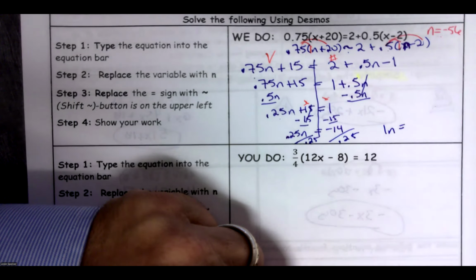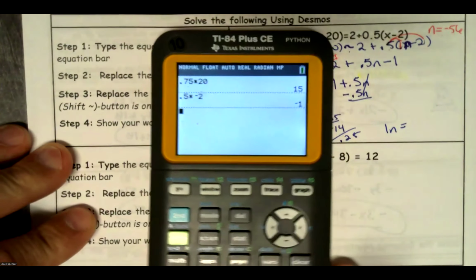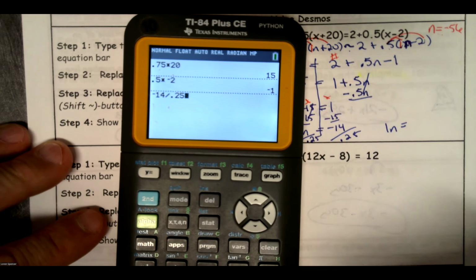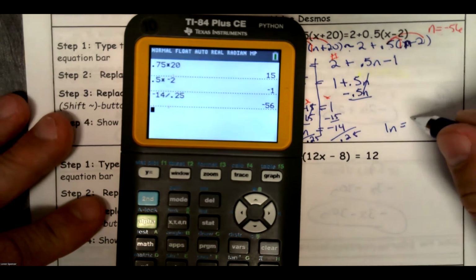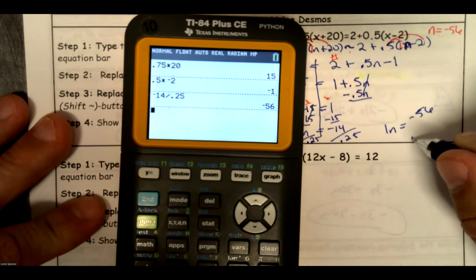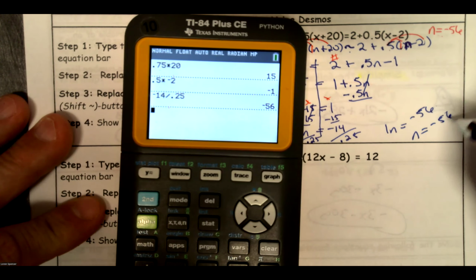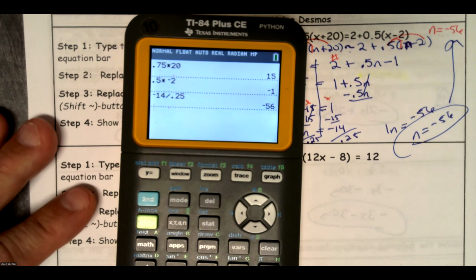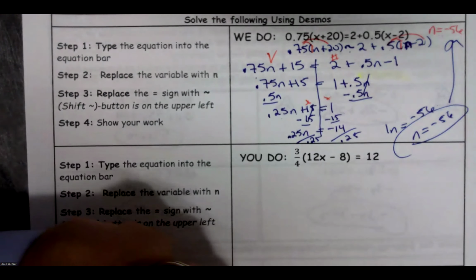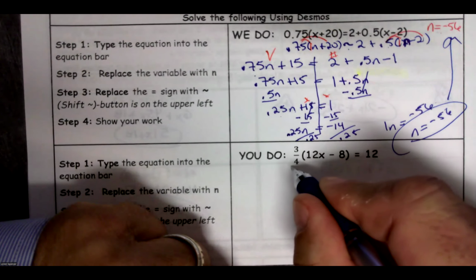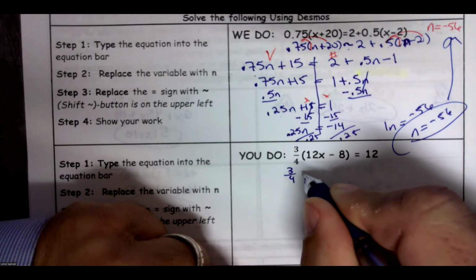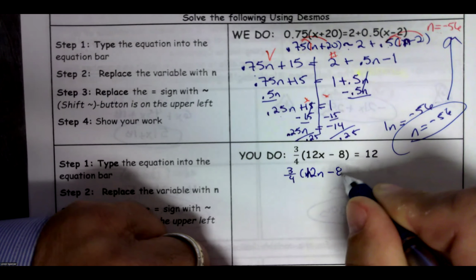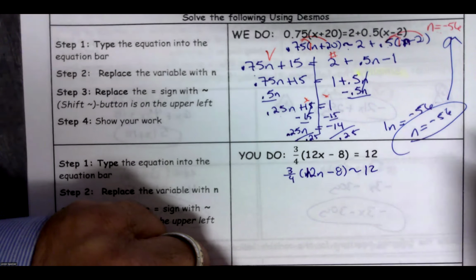And what does that give me? 1n equals, well, let's try it out. So negative 14 divided by 0.25 equals negative 56. So once again, n equals negative 56, and that matches what we got from the Desmos. So we must have done it correctly. All right, the next problem, we're going to write that out so it'll work like it will in Desmos. So this will be 3/4 parenthesis 12n minus 8 squiggle 12.